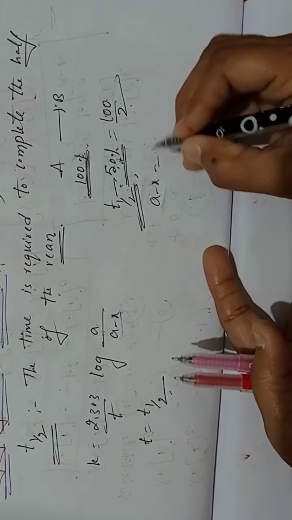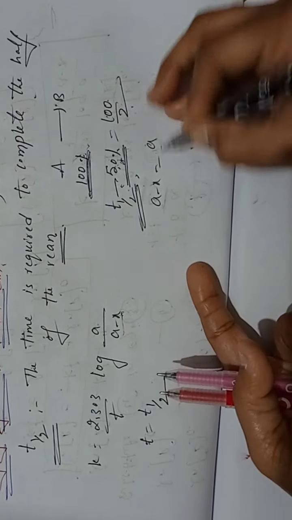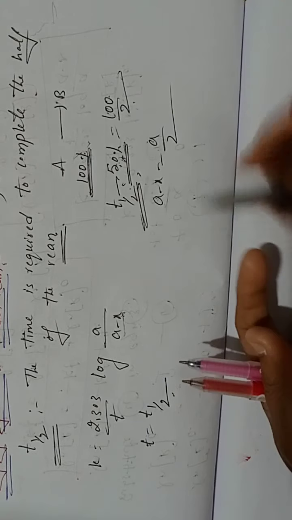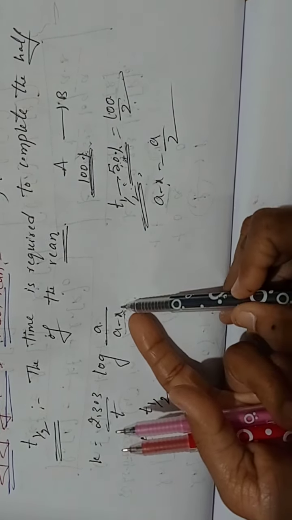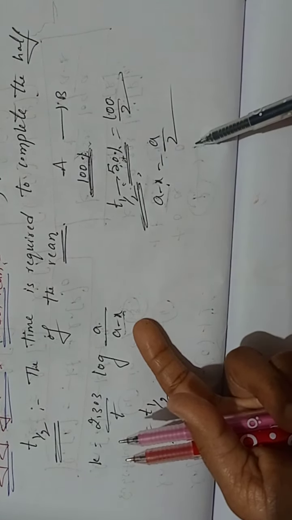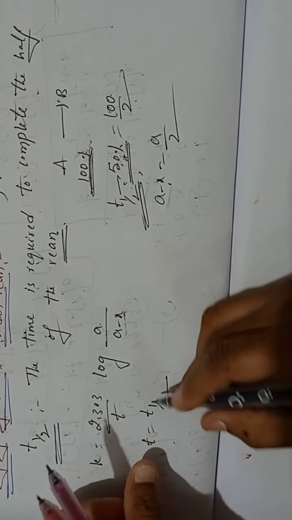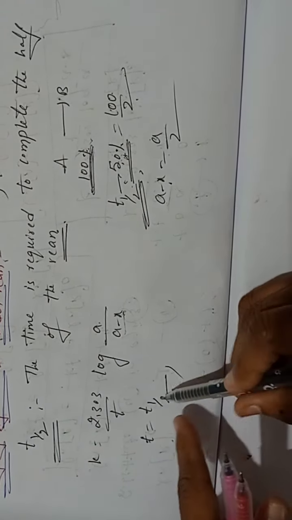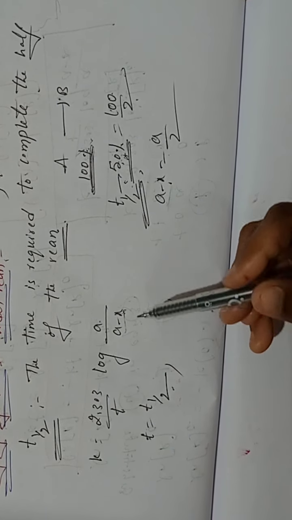A minus x should be equal to half of the initial concentration, A by 2. Correct or not? So this is the final concentration. This is the initial. So the final concentration of the reactant is equal to half of the initial concentration, A by 2. Clear now? So log of A by A minus x. So t is equal to t half. That means to complete half of the reaction, how much time is required? That is nothing but half-life.